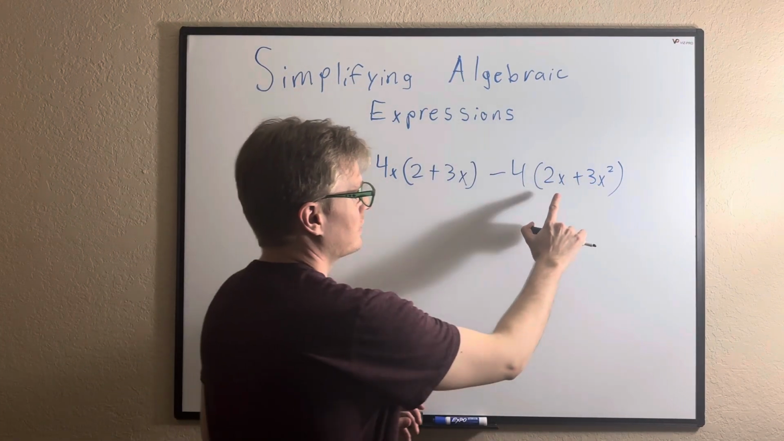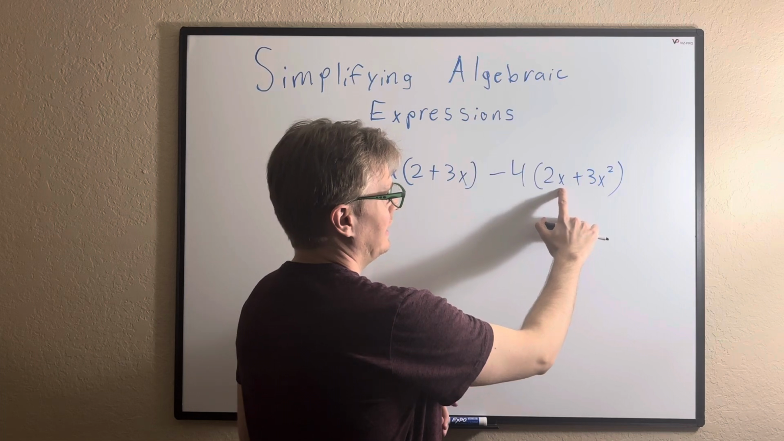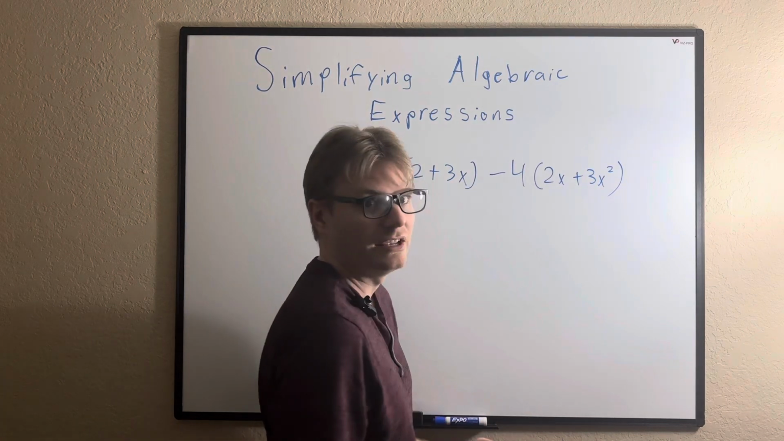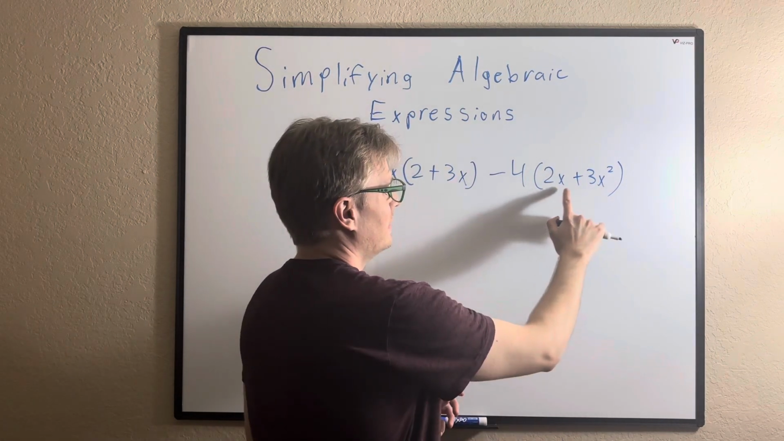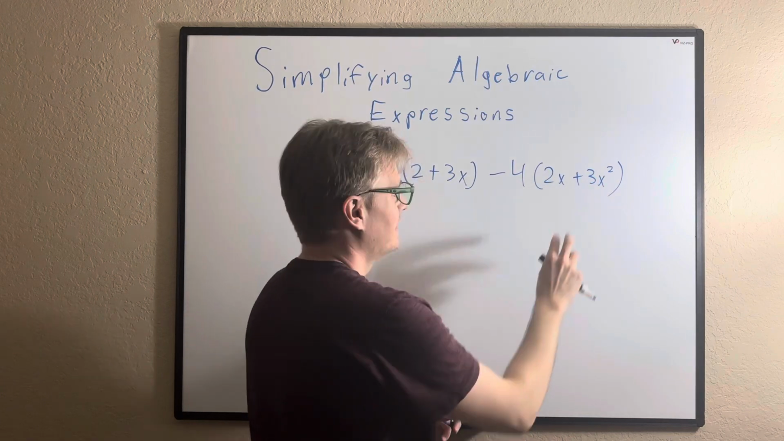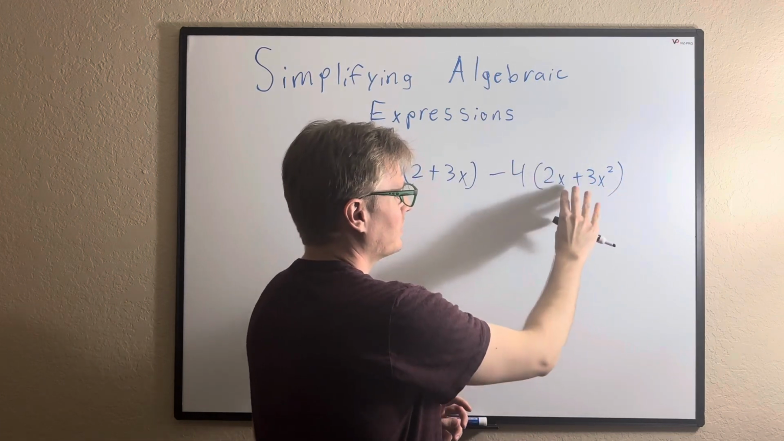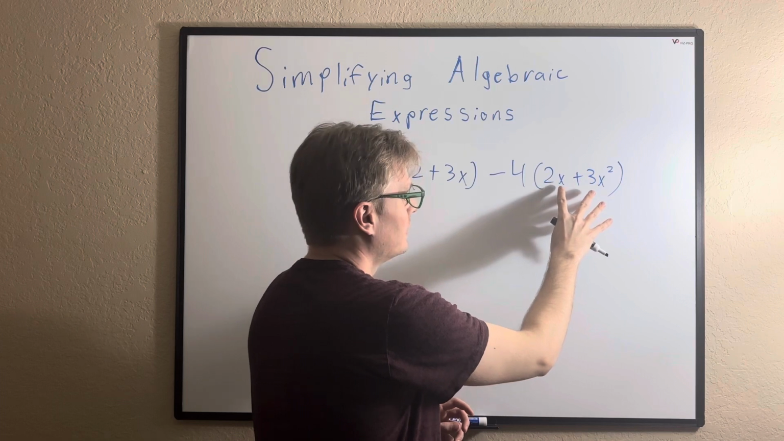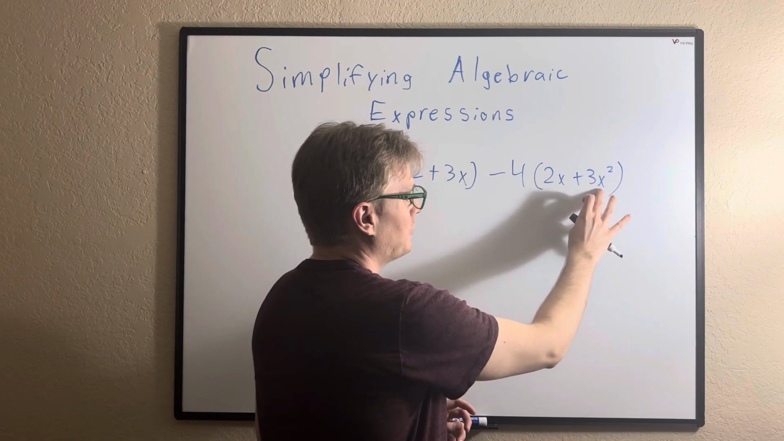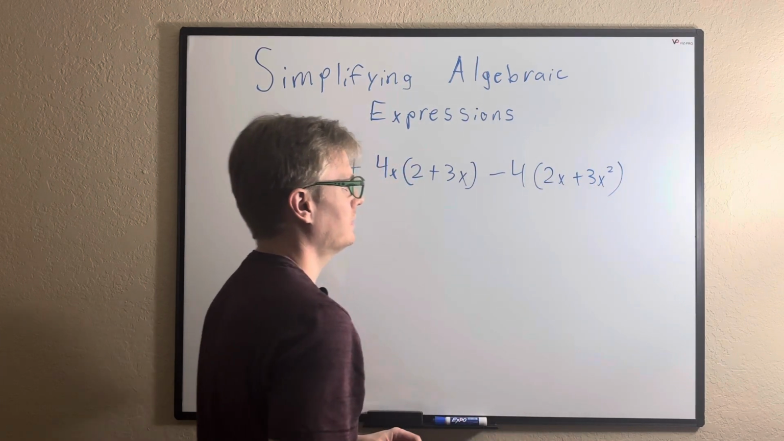And same thing here. We cannot combine an x with an x squared because even though it's still x, it's squared. It's a completely different number. Let's see, if x is 2, then that would be 2, and that would be 4. Completely different number.